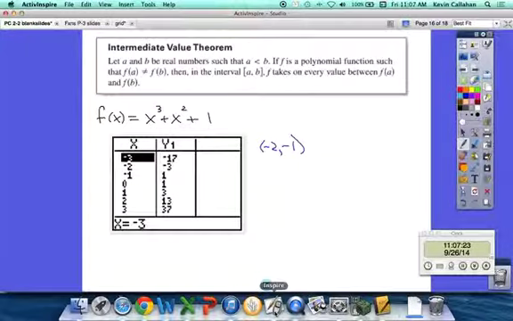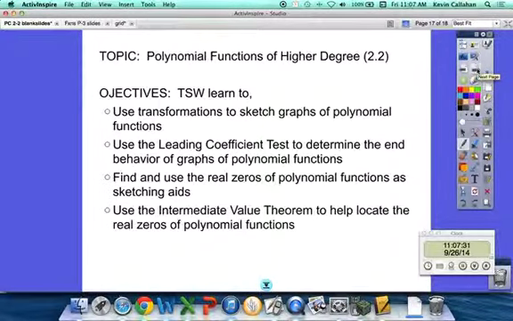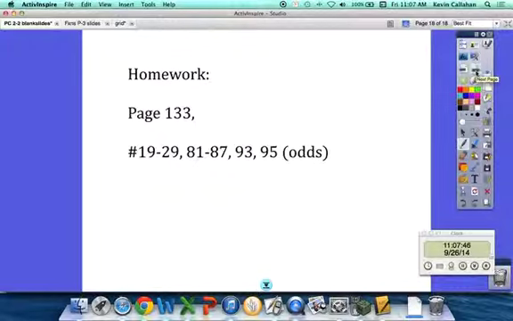Okay, so that is the lesson. Right? We did our transformations. We at least described them. We learned a leading coefficient test. We found real zeros, and we sketched. And then intermediate value theorem we did at the end. That's the homework.